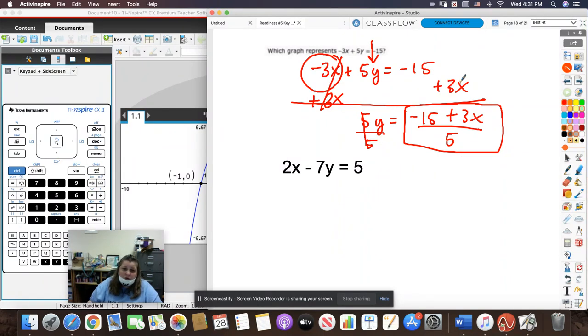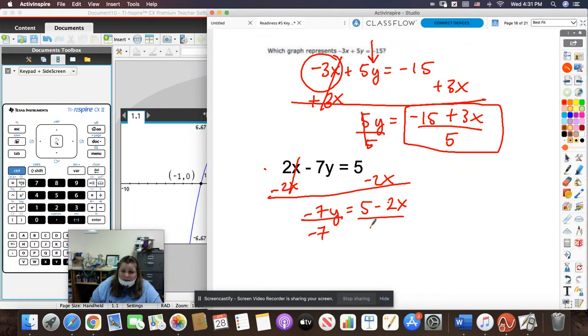Okay, here's one for you to try. The first step, you should have subtracted 2x from both sides. Negative 7y equals 5 minus 2x. Then divide both sides by negative 7. Sometimes you forget to carry this negative over. It's the biggest mistake I've found. So this should be your answer right here: 5 minus 2x over negative 7. Once you have that, you can type it in the calculator.